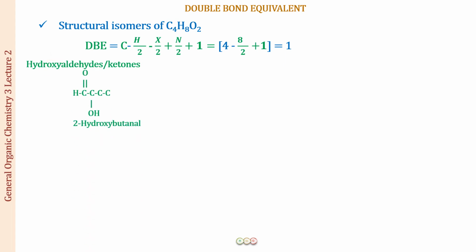Let us see an example where we have a structure. So we have a 4 carbon aldehyde, so this is going to be butanal. I put an OH group at position number 2, so this becomes 2-hydroxybutanal. It can be a 3-hydroxybutanal, it can be a 4-hydroxybutanal. So you can vary the number of carbons, you can vary the position of the functional groups, you can do whatever you want to.